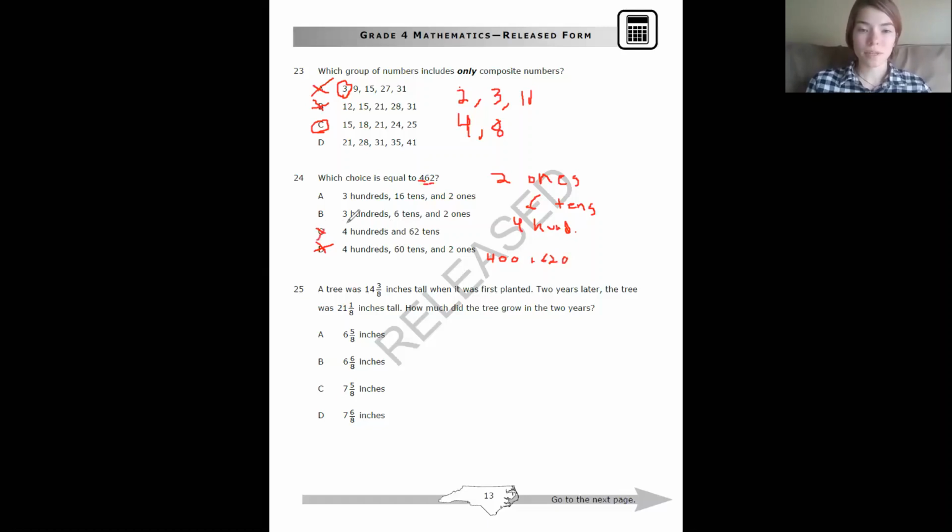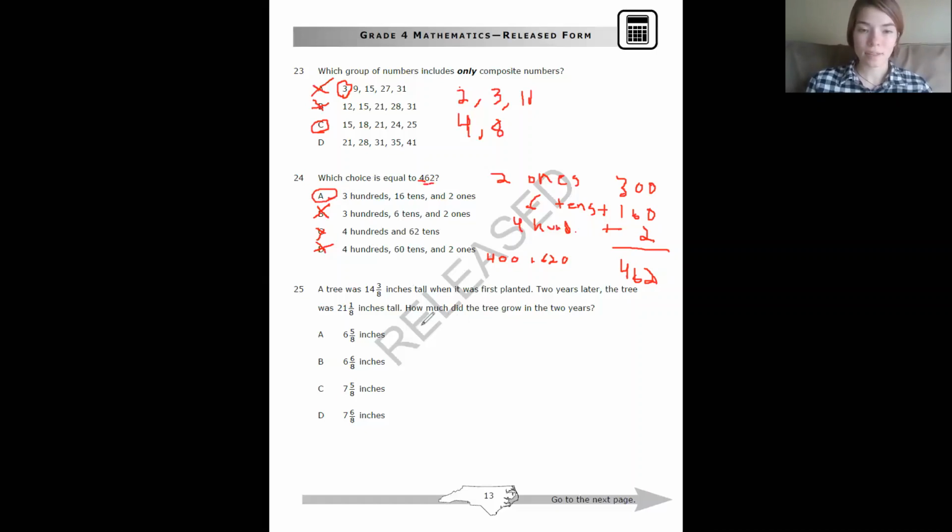For choice B, we'd have 3 100s, 6 10s, and 2 1s. But that would give us 362 instead of 462, so that doesn't work. For A, if we have 3 hundreds, 16 tens, and 2 ones, that's like saying 300 plus 160 plus 2. And altogether, what we would get from that is 462. So that means that our answer here is A.